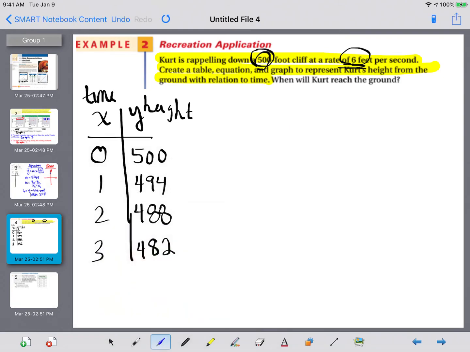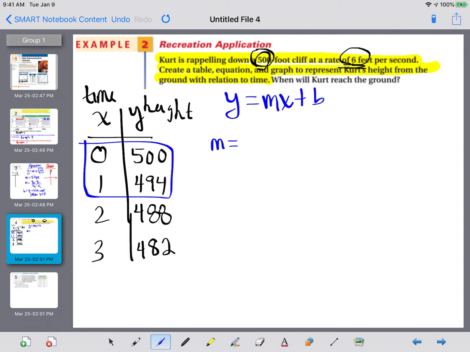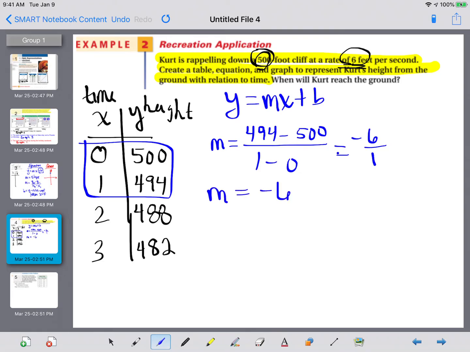Now let's say we need to come up with an equation. Remember, y equals mx plus b, where we can use 2 of the points to come up with the slope. Now that slope formula from the previous page was y2 minus y1. So let's subtract my y's, 494 minus 500, over x2 minus x1, so that'd be 1 minus 0, which would leave me with negative 6 on the top divided by 1. So my slope is negative 6.